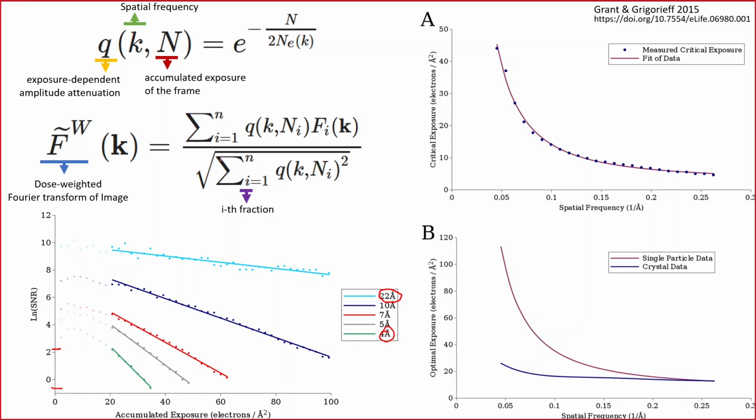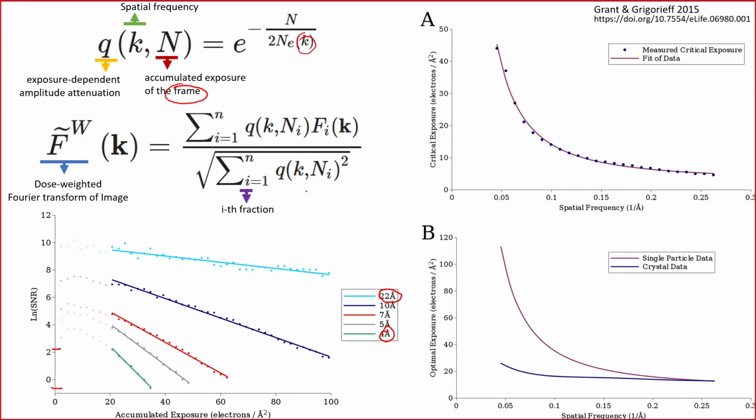And they defined a mathematical function where you will attenuate your amplitudes in the Fourier space for your exposed frame or fraction. So this n defines what was the exposure of the electrons for the current fraction, and the k defines the spatial frequency. And you can see that this is a function of k.